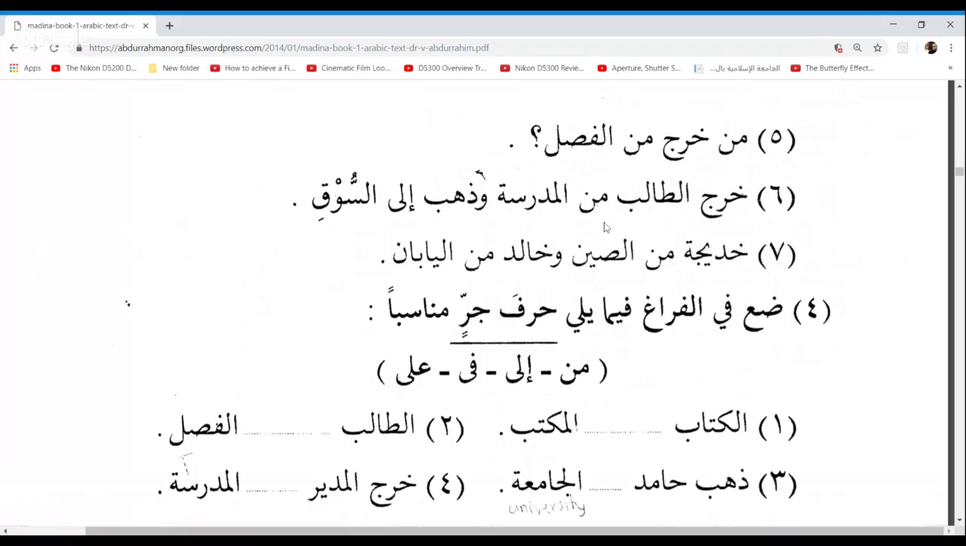Then we say min. Min is harf al-jar. The noun that comes after ends with kasra because it's majroor. Min has a sukoon on the noon. However, because it's followed by an alif lam, we pronounce it with a fatha, and we say minal madrasati. Minal madrasati ends with kasra because it's preceded by harf al-jar. Wa dhahaba, and he went ila suqi. Another harf al-jar, ila as-suqi, meaning the market, ending with kasra because it's majroor. Why is it majroor? Because it's preceded by a harf al-jar.